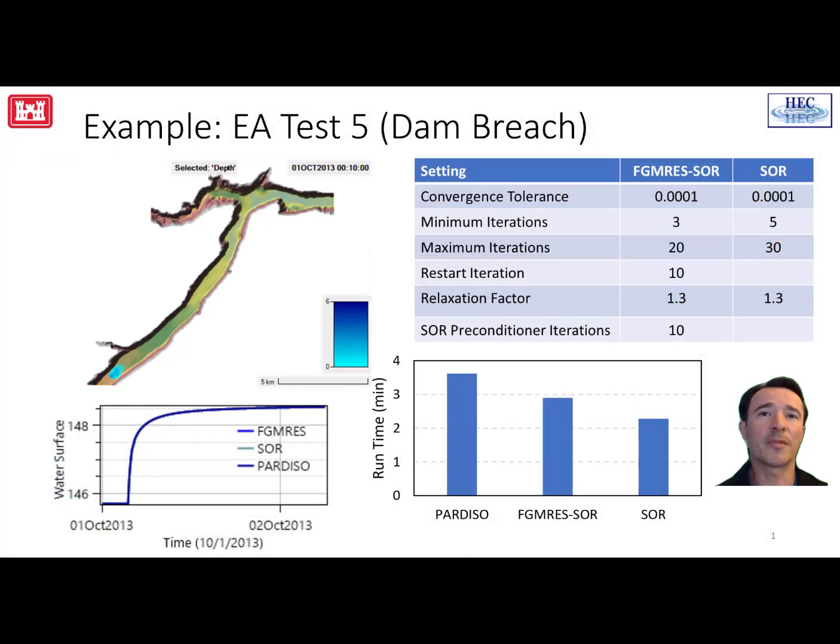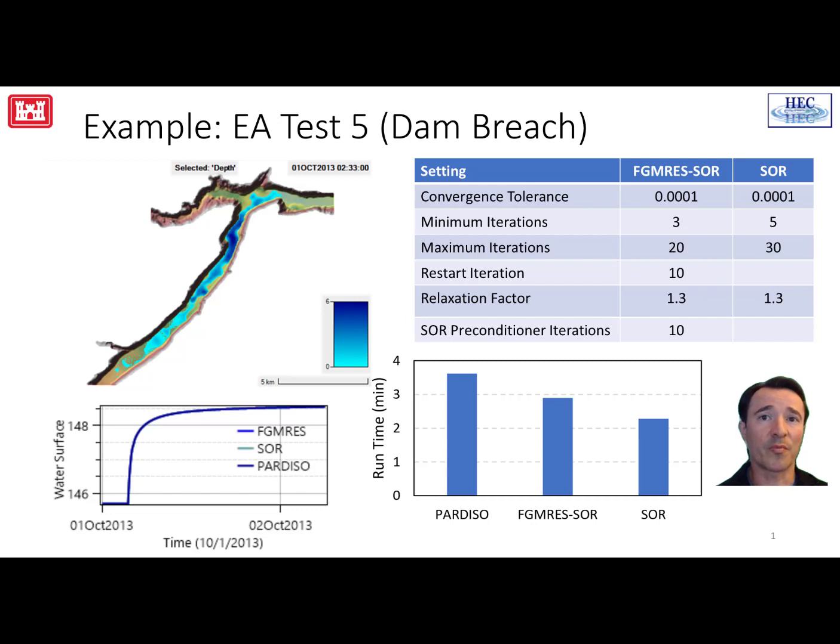The UK Environmental Agency released a report in 2013 with benchmark test cases for 2D hydraulic models. This example is test case number 5 of that report. It's a flooding simulation of a river valley about 17 kilometers long and 1 kilometer wide. The animation on the top left shows the flooding simulation in RAS.